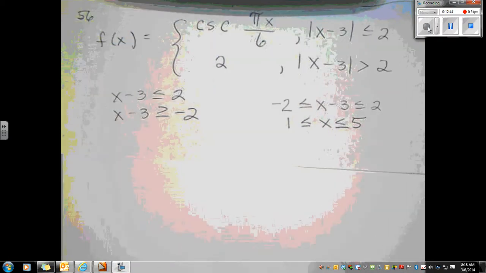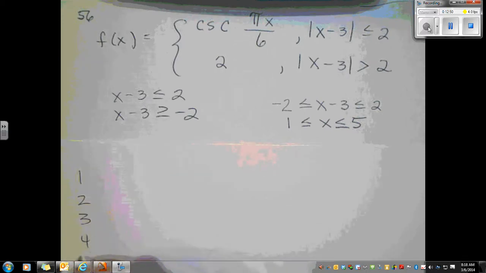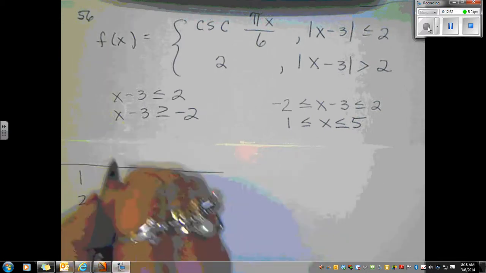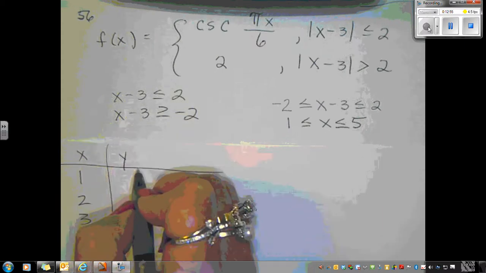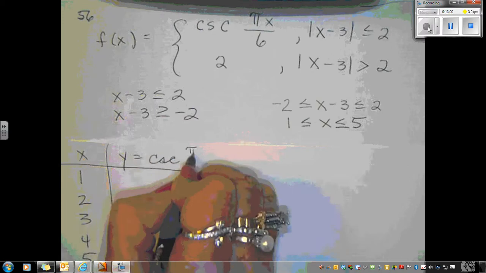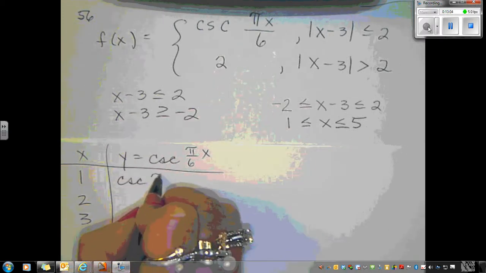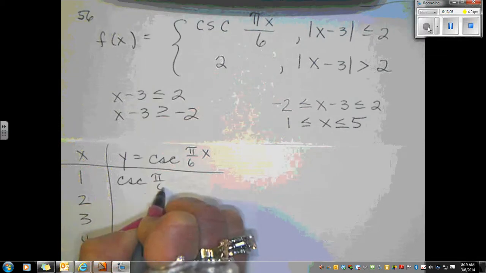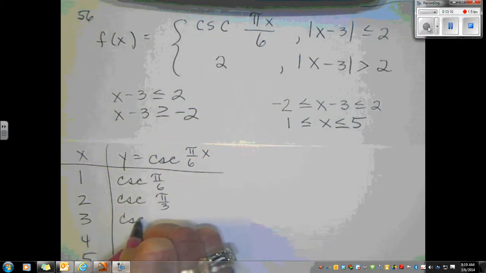All right, so we have 1, 2, 3, 4, 5. And these are our x's. Now, what are our y's equal to? Our y's are equal to cosecant of pi over 6 times that x. So, I have cosecant of pi over 6. I have cosecant of pi over 3. I have cosecant of pi over 2.